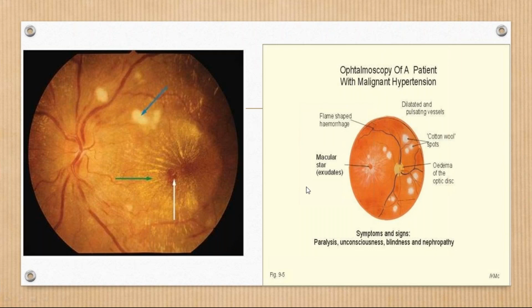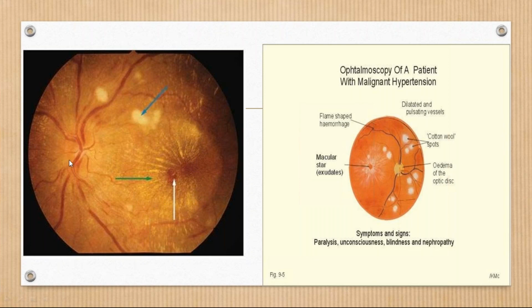So this, pathognomonic of malignant hypertension, is that you'll have a macular star. Here you can see in the center you can have a dot, and from here you have lines like this, like a star. These stars are all exudates. These exudates will form around the macula like a star. Here also you can see these bright lines. These exudates will go and form a macular star.